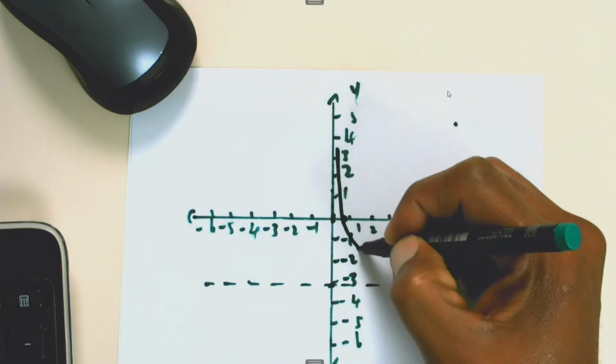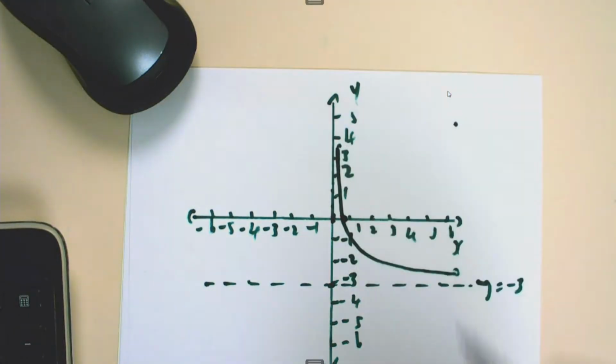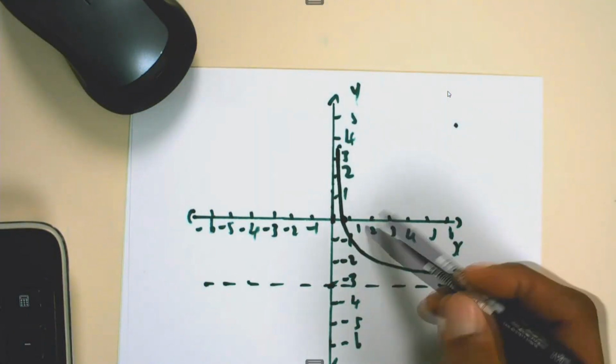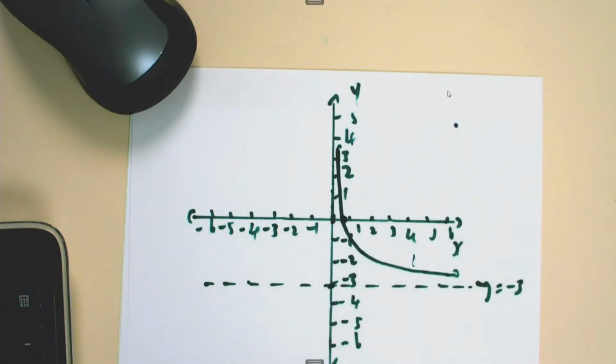If you are unsure of what you are going to do, then you can use the points. You substitute minus 1, you substitute minus 2, you substitute minus 3, minus 4, minus 5. Then it will give you a clear indication of what you must do.